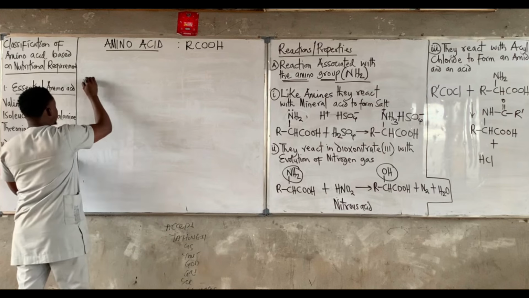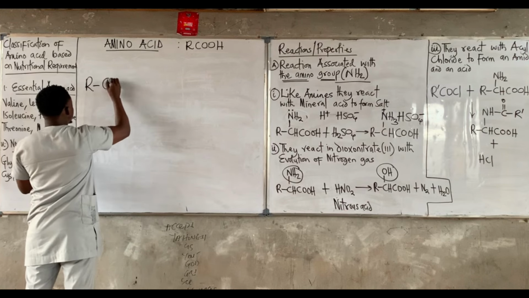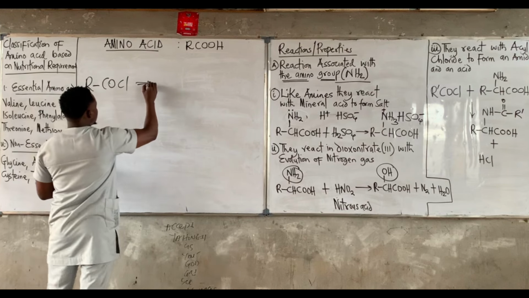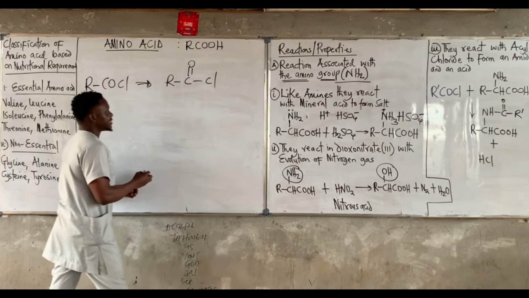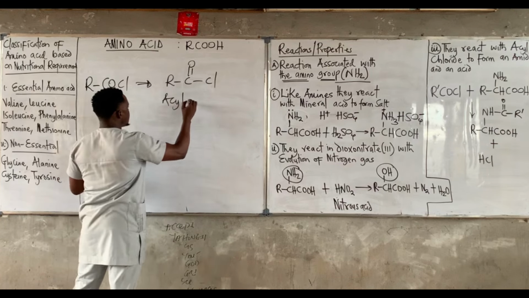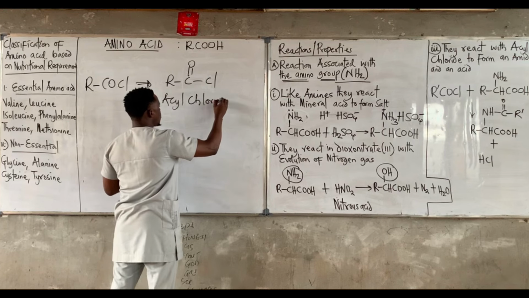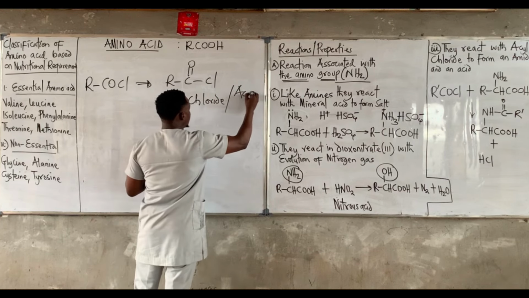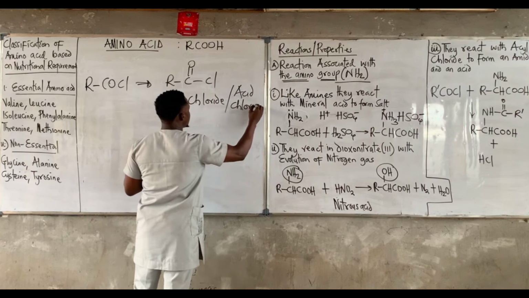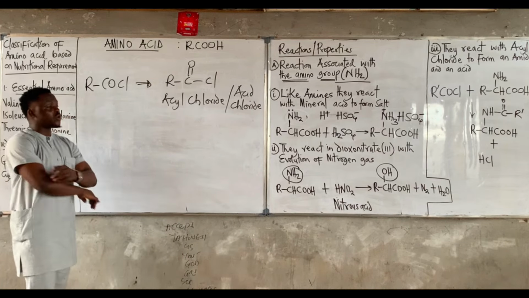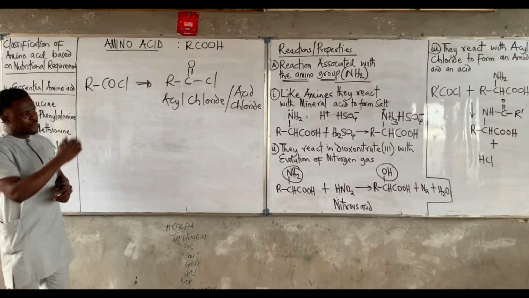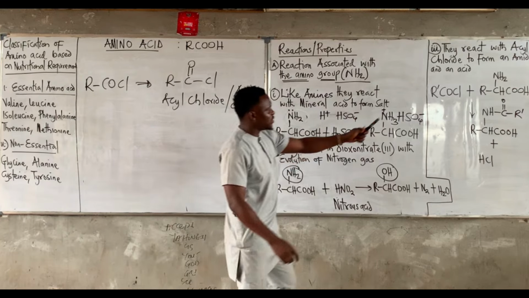Now this is the formula for acid chloride, COCl, which is written as this. This is acid chloride, which can also be known as what we call acyl chloride. So you can choose to call it acid chloride, or you can choose to call it acyl chloride. Now what actually happened there? What actually happened here is what we're going to do now.